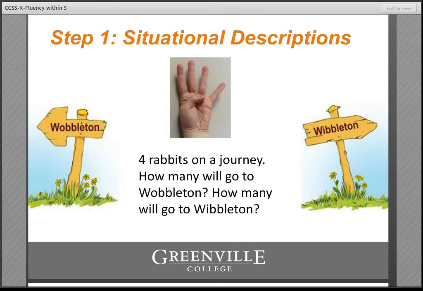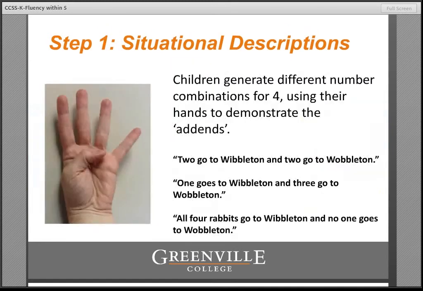So we just begin by verbal. If I write it down, I might write it down as 2 to Wibbleton, 2 to Wobbleton, or something like that. So I can record it, but more as a situation rather than going into symbolic right away. So initially, when we're just beginning to work with a particular number, we do these situational descriptions. And the children, as I said, generate the combinations, and I record them down, similar to what you've seen here.